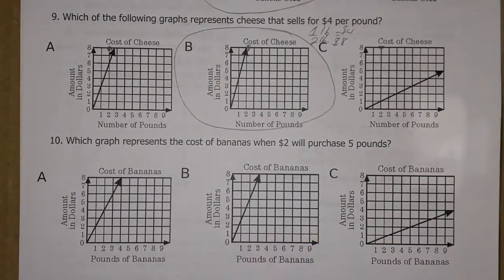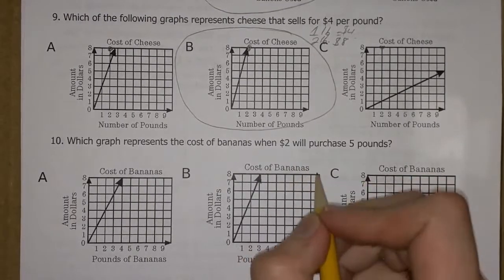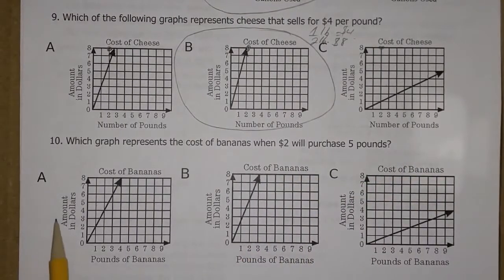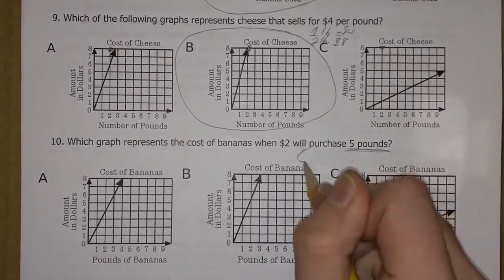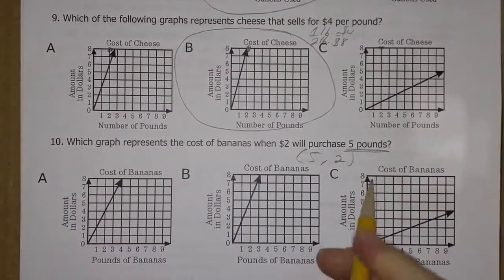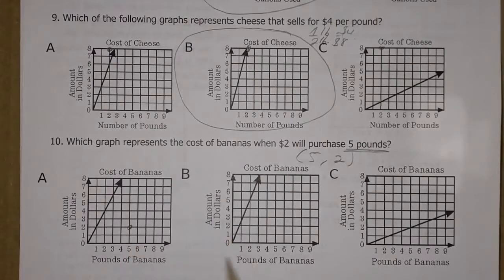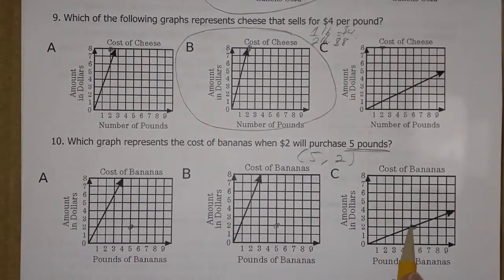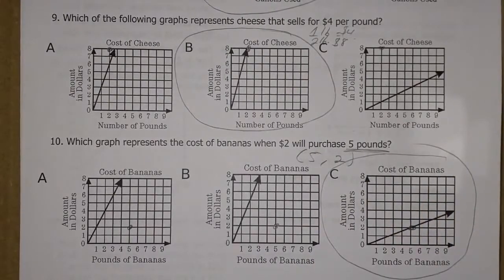Which graph represents the cost of bananas when $2 will purchase 5 pounds? Our graphs all have amount in dollars and pounds. So 5 pounds is on the x-axis, and I'm looking for this point right here. 5 pounds is $2, so 5, 2. C matches just fine.